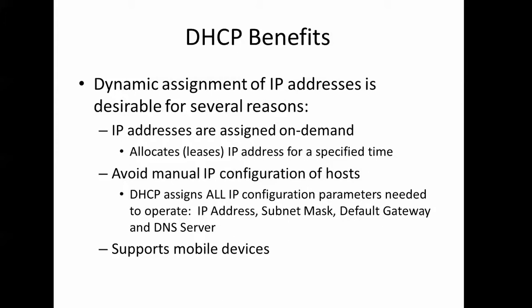But the IP addresses are assigned on demand. So as PCs are booted, they just request an IP address when they need one. Or when someone brings a mobile device into our company, they can request an IP address to get onto our network. So it happens on an on-demand basis. Obviously, avoiding manual configuration is huge. We don't want to be doing that. And DHCP not only gives them the IP address, but will also deliver the subnet mask, the default gateway, as well as the DNS server information.